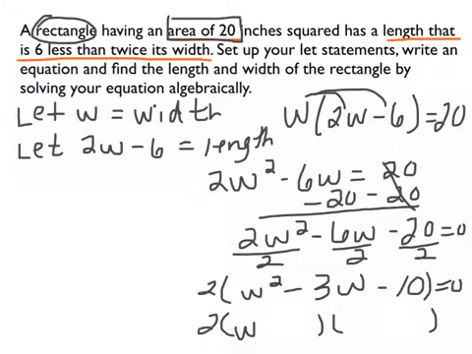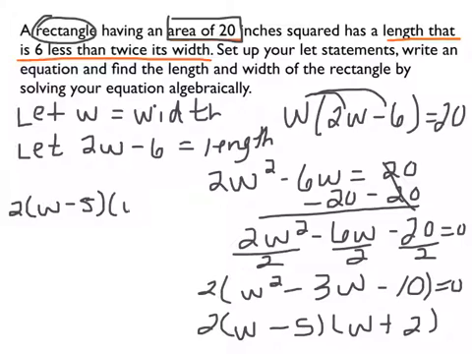I'm going to have a W and a W, minus and a plus. What times what gives me 10, subtracts to give me 3? Well, if you said 5 and 2, you would be absolutely correct. I'm going to go ahead and rewrite this on the left-hand side here. I have 2, parentheses, W minus 5, and W plus 2.